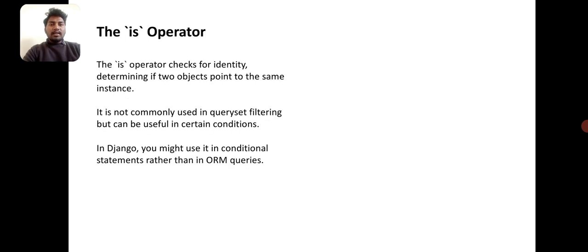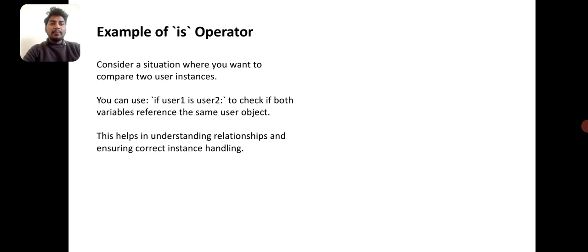We come to the is operator. The is operator checks for identity, determining if two objects point to the same instance. It is not commonly used in query set filtering but can be useful in certain conditions. In Django, you might use it in conditional statements rather than in ORM queries.